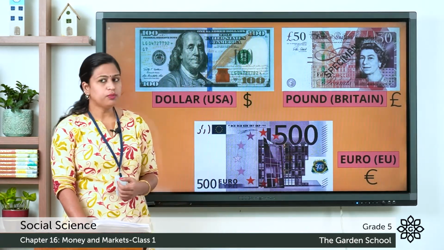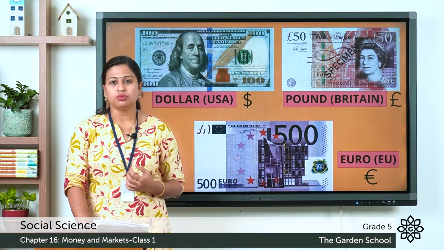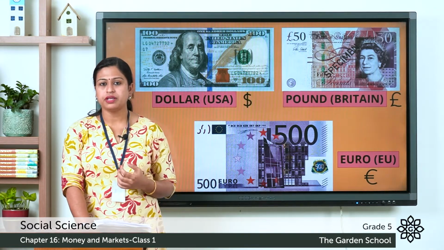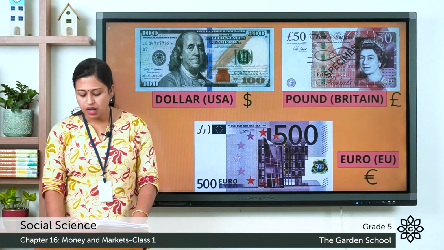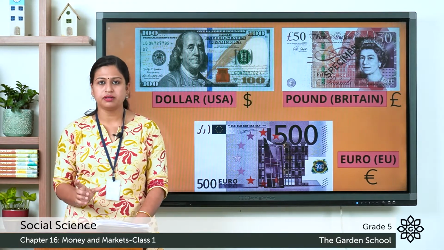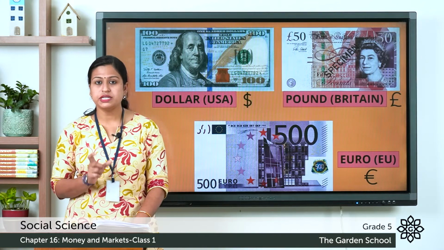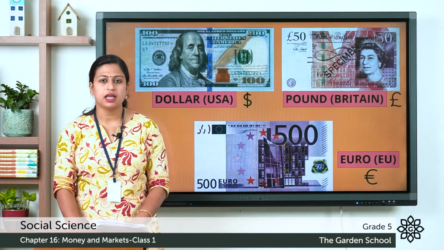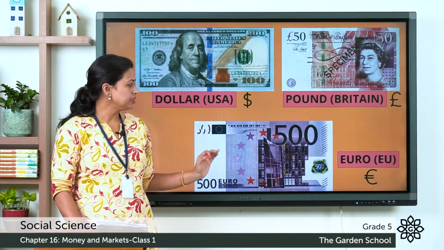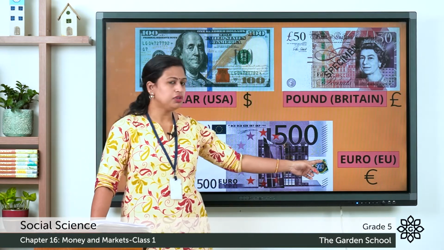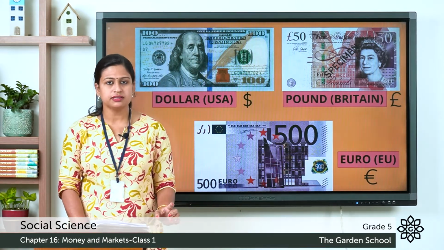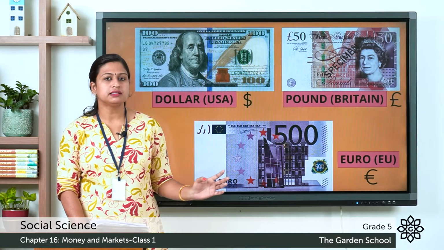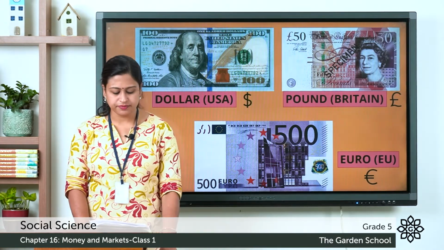And the third one is the EU, that means member countries of European Union. So EU means a political and economic union of 28 European countries, and some of these countries use the currency euro, and this is the symbol for euro. So these were the currencies of different countries.